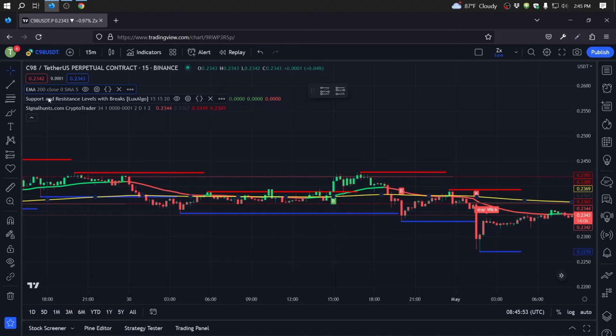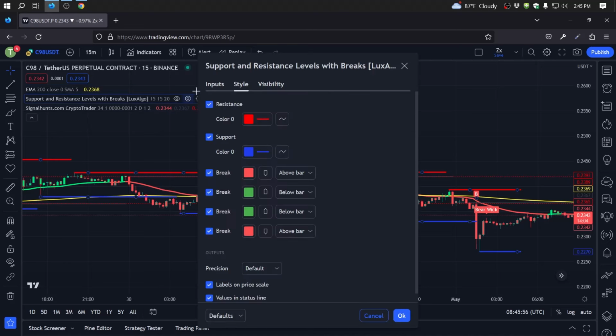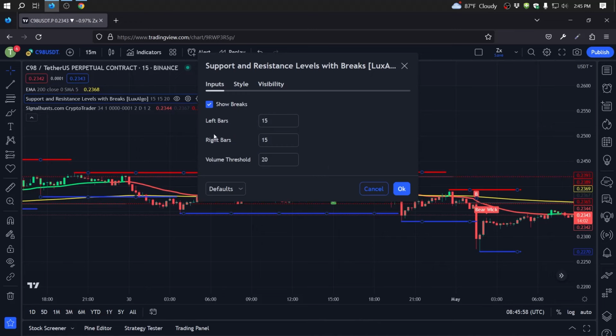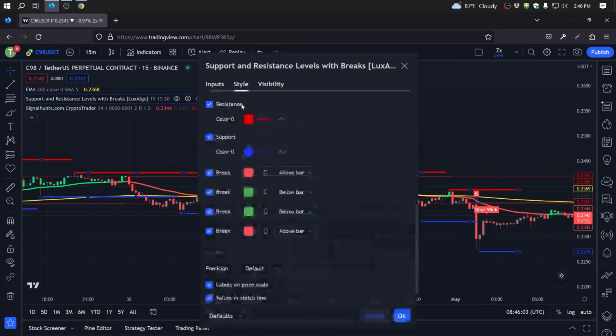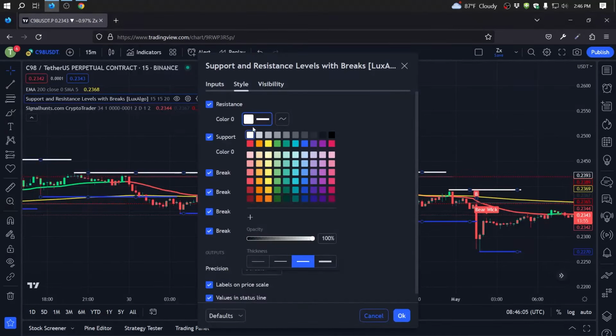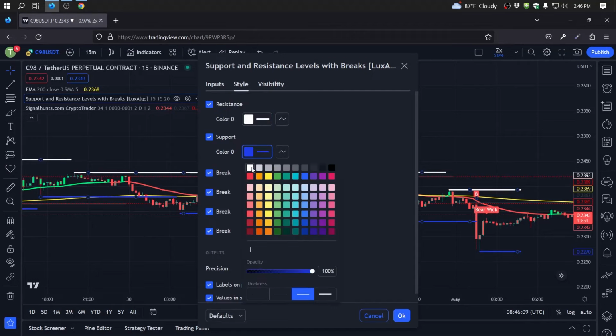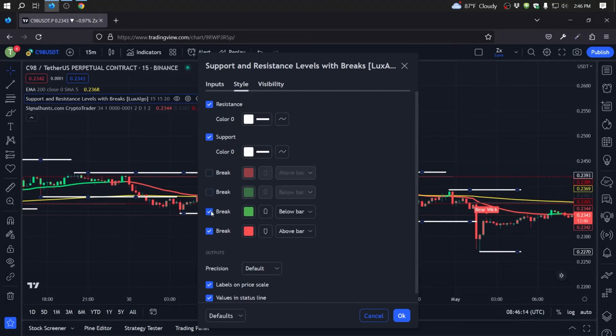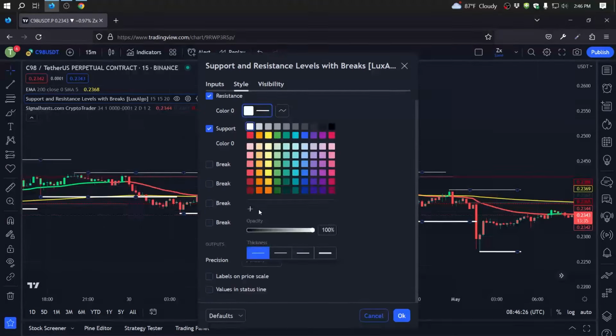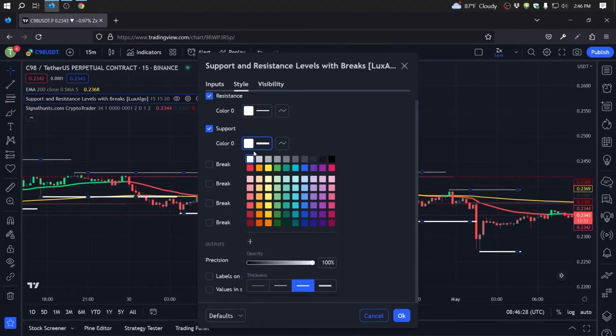Okay, and for the support and resistance level I go to the settings and from the input tab everything will be default. From the style tab I change the color to white and also change the support color to white, and I uncheck everything. So I think I should reduce the thickness. I also reduce the thickness for this one as well.